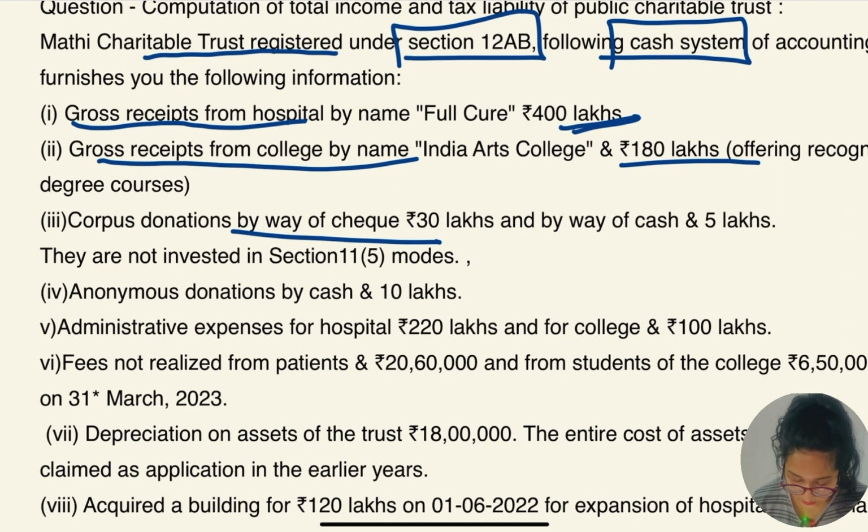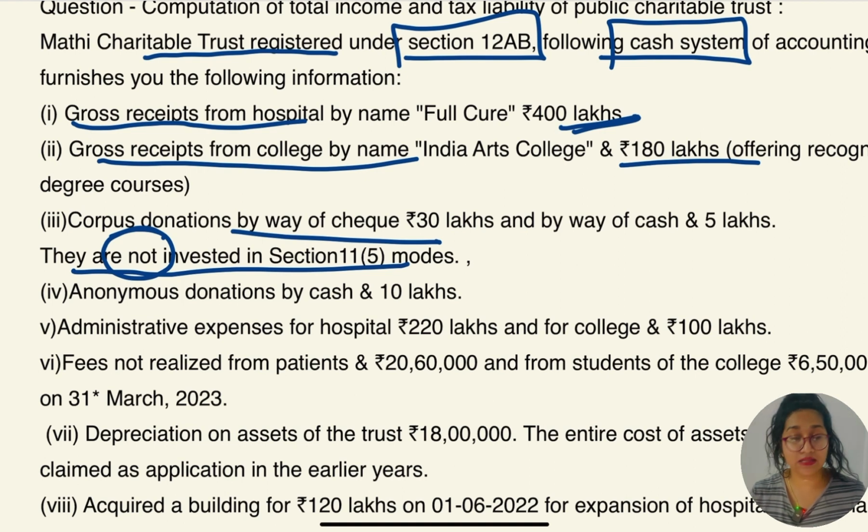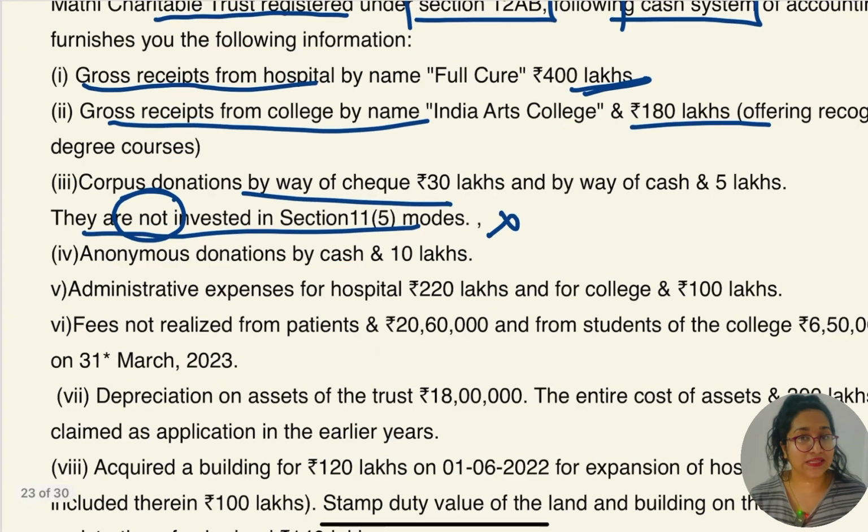So let's check whether this is invested under 11(5). They are not invested in the section 11 subsection 5 mode. So this is not going to be exempt, and this full amount is going to be taxable.